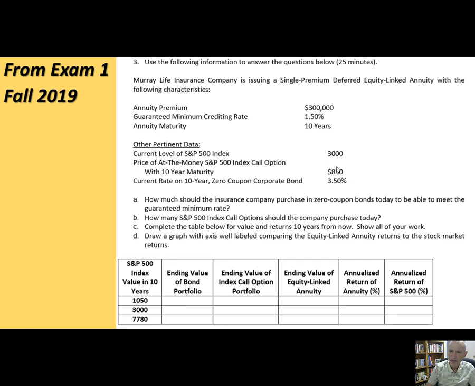So the first question is, how much of that $300,000 should you put into the bond? The next question, how many call options should you purchase? The next question is to fill in this table. We'll do that. And then the last question is to have you draw a graph. And the reason I want you to draw the graph is it gets back to what we were talking about previously.